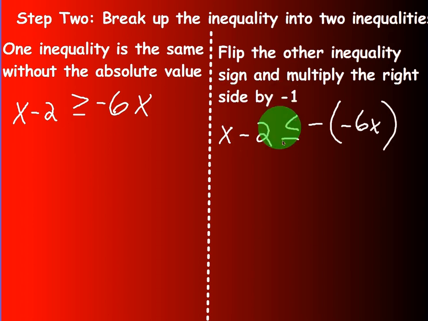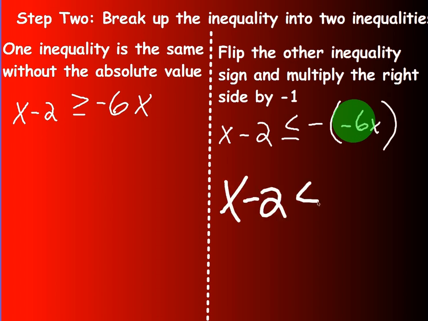The second one involves two things. Yes, you delete the absolute value bars. You also flip the inequality that you have, so it becomes less than or equal to, and then you change the sign of what's on the right. Since this is negative 6x, this will end up being positive 6x, because it's a double negative. So you'll have x minus 2 is less than or equal to 6x on the right. So you see these are very similar. You're just flipping the sign and changing the sign of what's on the right. That's all you're doing. Now you have two inequalities to solve, and that's what we're going to do next.